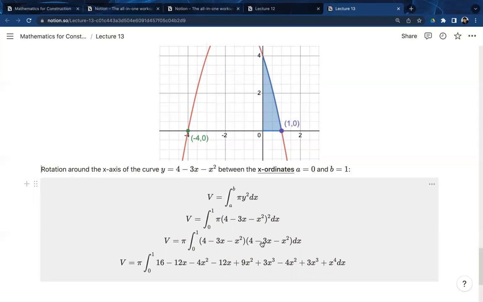Then we multiply everything here by negative 3x. 4 by negative 3x is minus 12x, negative 3x times negative 3x is positive 9x squared, negative x squared times negative 3x is positive 3x cubed. Everything in here by negative x squared: that's negative 4x squared, positive 3x cubed, and positive x to the 4, right?